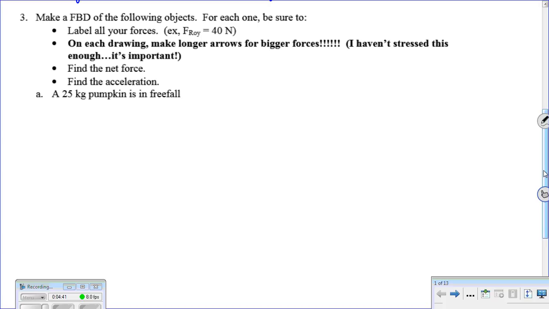In 3A, we got a 25 kilogram pumpkin. So draw a pumpkin or draw a box, I don't care. I'm going to draw a pumpkin. There, pumpkin. The 25 kilograms, is that mass or weight? Mass, right? Because it's kilograms. So step one, identify mass and force of gravity. So how do I find the force of gravity?